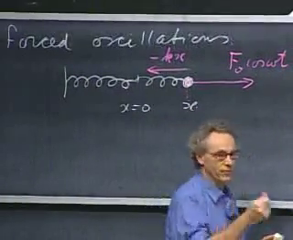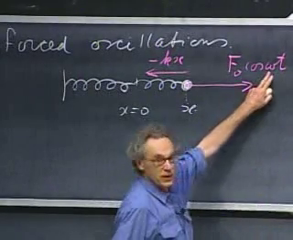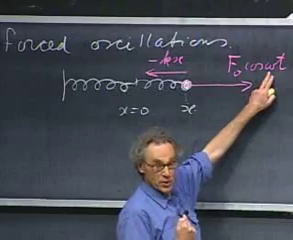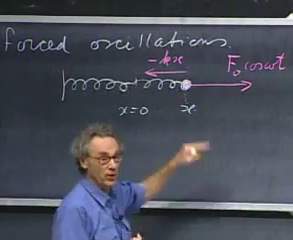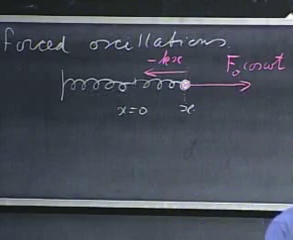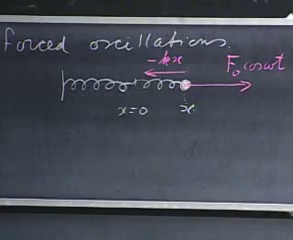So I'm going to force it in a sinusoidal fashion with a frequency that I choose. This frequency is not the frequency with which the system wants to oscillate. It is the one that I choose. And I can vary that. And the question now is, what will the object do?